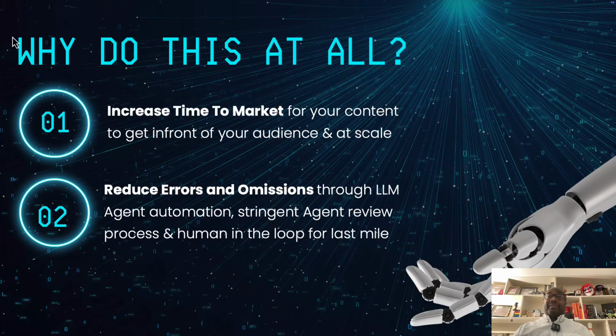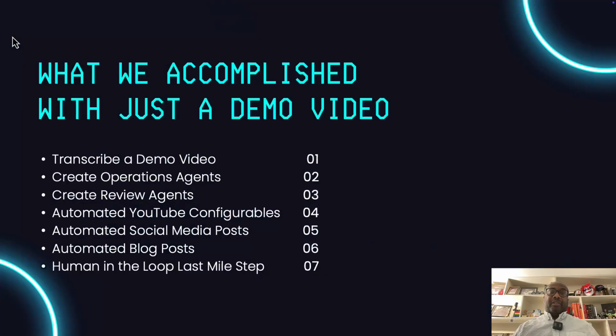So you'll be asking, why even bother automating this? For me, it comes down to two things. First, speed. I want to get all my content in front of people faster and at scale. The faster it's out there, the more impact it can have. Second, accuracy. LLMs help reduce mistakes by automating repetitive tasks. There's a review process that's built in, and I still have the final say. But the heavy lifting, that's all automated and done by the agent.